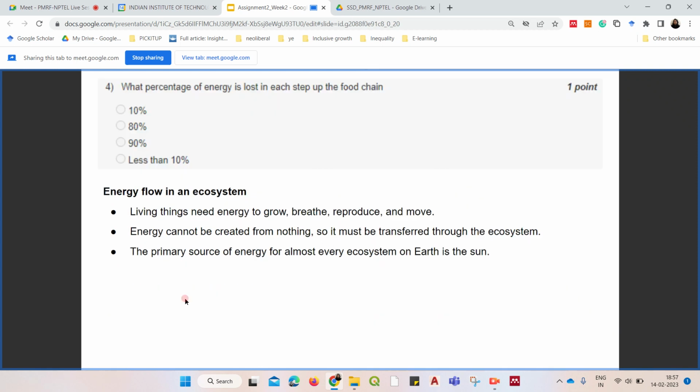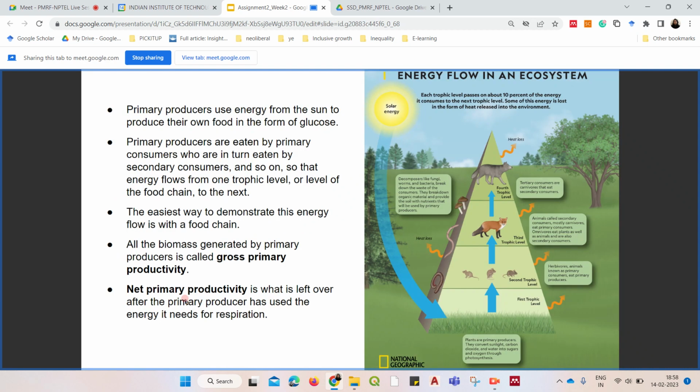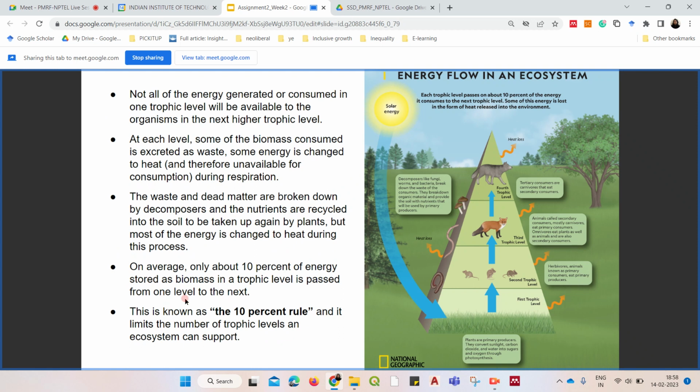So what the question is asking is, what percentage of energy is lost in each step of the food chain? We know that on an average only 10% is getting transferred, which means the remaining is lost. So 90% of the energy is lost when each step up from one trophic level to another is happening. I hope it is clear. We'll move on to the next question.